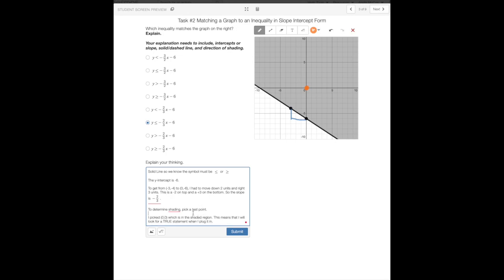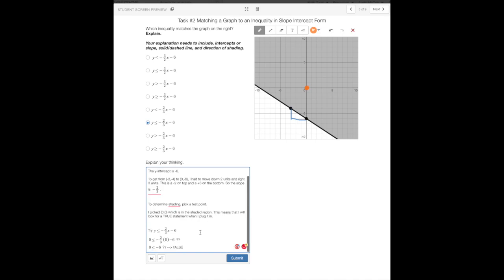To determine shading, pick a test point. I picked 0, 0, which is in the shaded region, like I just said. This means I will look for a true statement when I plug it in. So let's plug it into the one that I have right here. I did that already, so I'm just going to copy and paste. Give me a second. There we go.